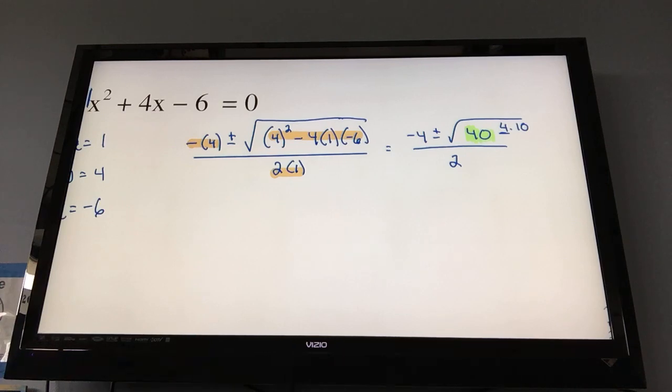Be careful how you write this. So you've got your -4 plus minus, and then my 40 goes to 2 square root 10 over 2. So when I break up 40, it stays right there, 2 square root 10, behind the plus minus.